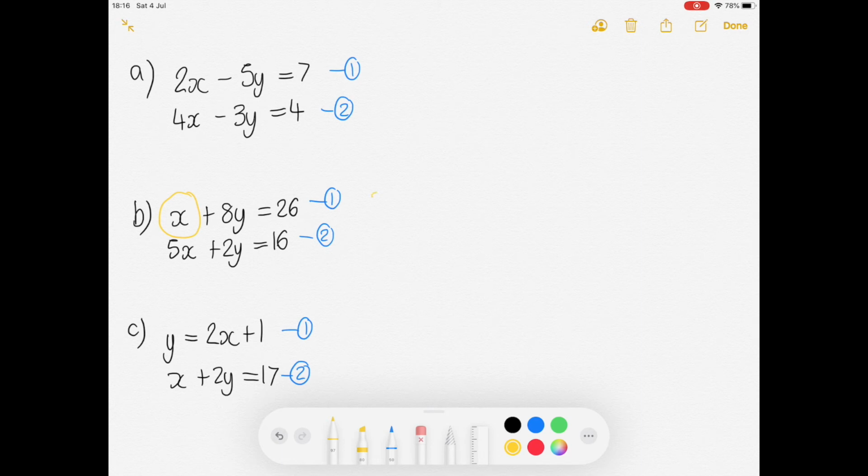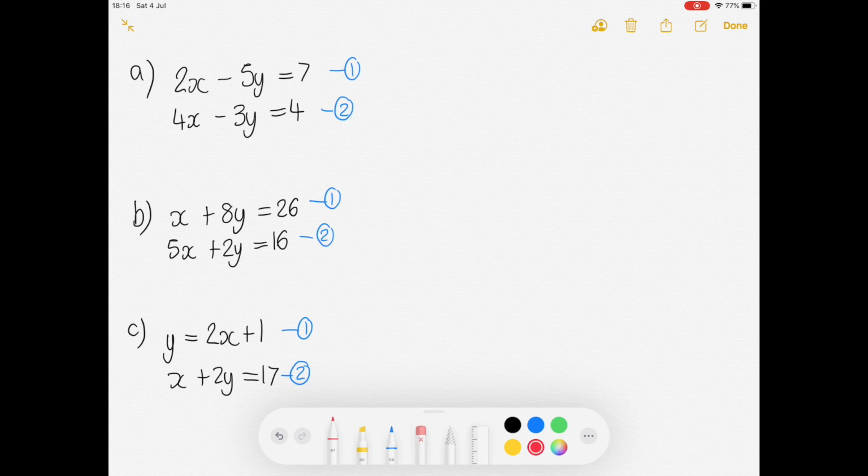So that means I could easily isolate this variable and change this into x equals 26 minus 8y, and then any time I saw an x in equation 2, I would just write 26 minus 8y plus 2y equals 16, and you could quickly go from there without having to think about your elimination and what you multiply by. But you can see in this question, this is not the only way to do it. I could also do the elimination method. I could multiply this top equation by 5 and get 5x plus 40y equals 130, and then go from there and then take away. That would also be another way to do it. So this question is one where you could do it both ways.